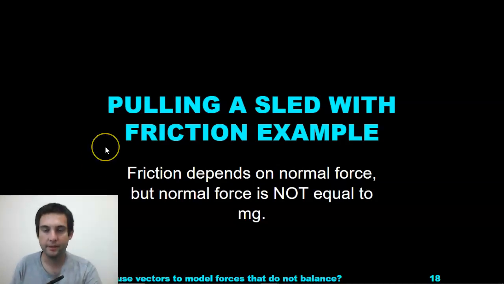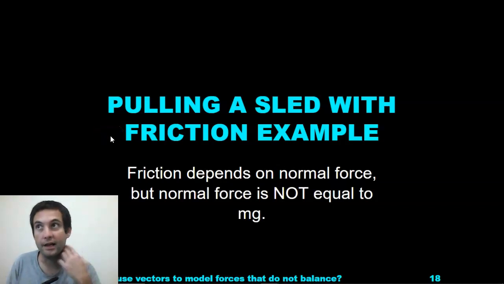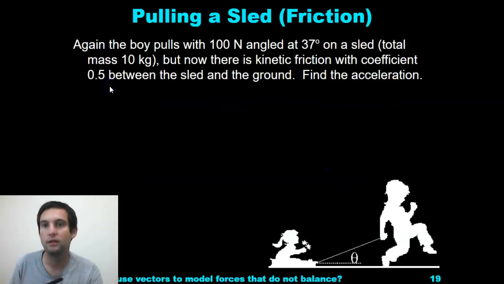Alright, so now let's look at the same thing, but this time with friction. Friction depends on normal force, and normal force is not equal to mg. Right, so don't get into that habit of normal force equals mg, so then mu times the normal force must be mu times mg. That's not the equation, right?